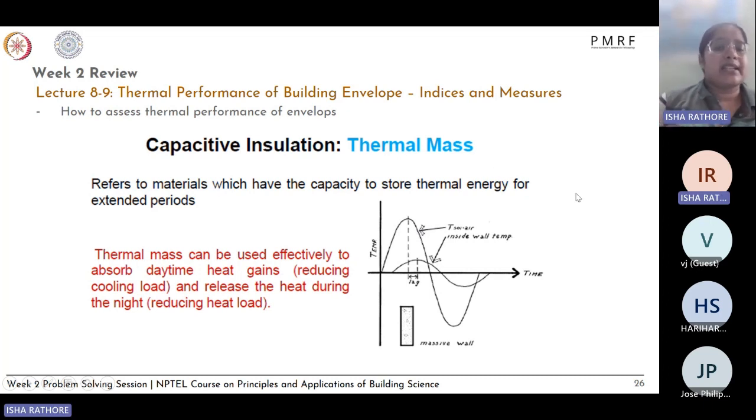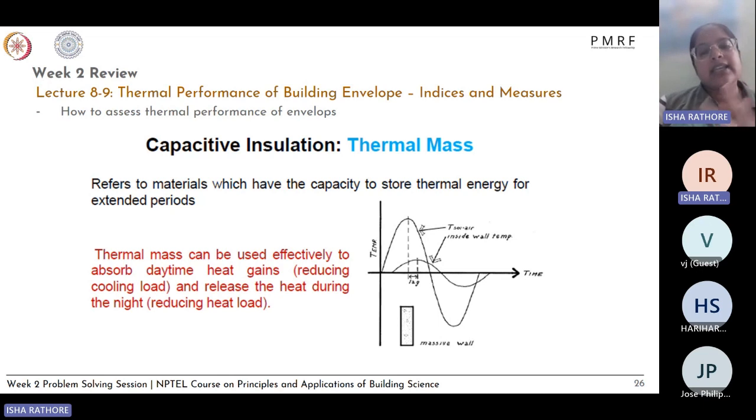So thermal mass is basically materials which have the capacity to store thermal energy for extended periods. And these are usually constructions like your stone wall, your thick masonry, or your thick brick wall, your concrete wall. So they store heat for a longer period of time, and then they release it either to inside or outside, wherever the temperature is lower, based on the heat transfer process. And they cause this time lag because they are storing that heat and delaying its transfer into your indoor spaces. So that is why time lag is happening.